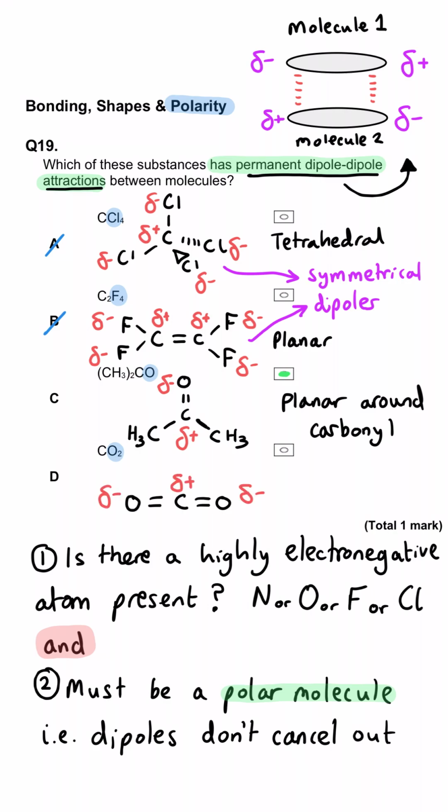If we look quickly at D, we have a similar situation in that we've got a carbon to oxygen double bond, so electron rich on the oxygen and electron deficient on the carbon. However, there is another one on the opposite side pulling the electrons in the exact opposite direction. So overall, those two dipoles are going to cancel each other out within this linear molecule. So again, C, the correct answer.